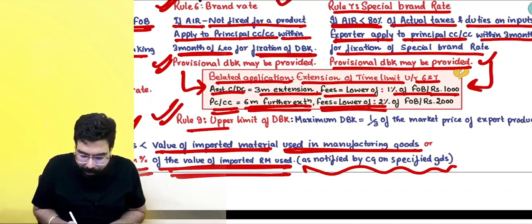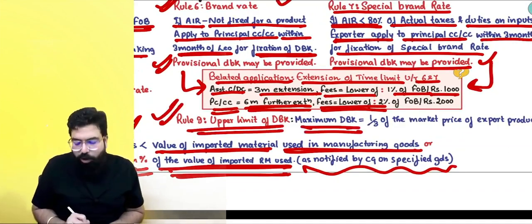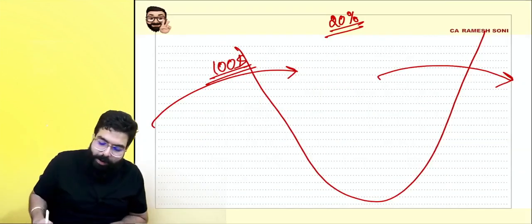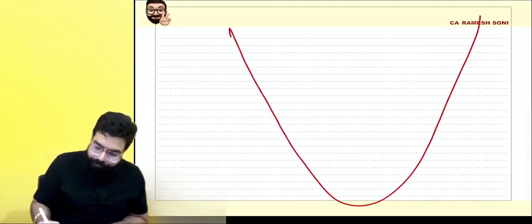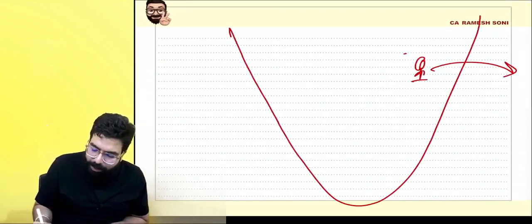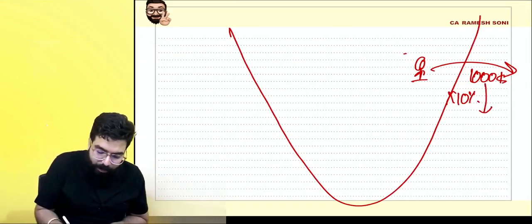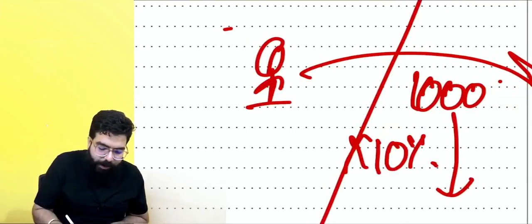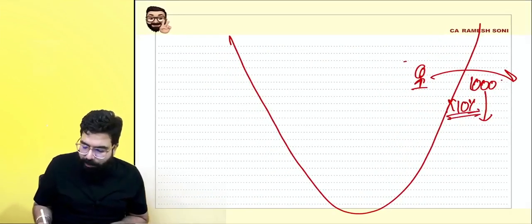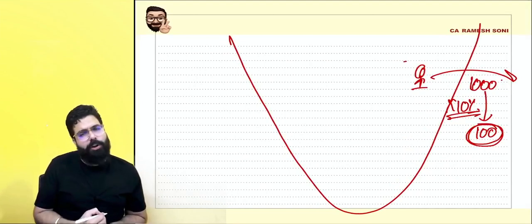Sir, what is the upper limit of duty drawback? Maximum duty drawback, how much can I get? For example, everyone, you exported an item worth 1,000 rupees, and the government has told 10% is the duty drawback. Government said 10% duty drawback means you will get 100 rupees as duty drawback.